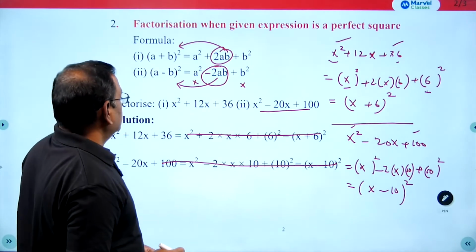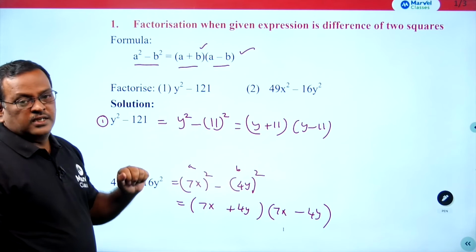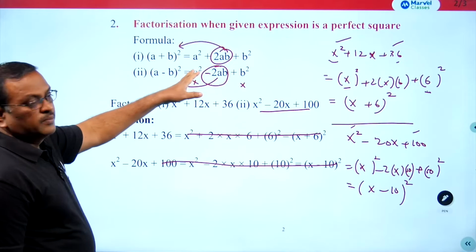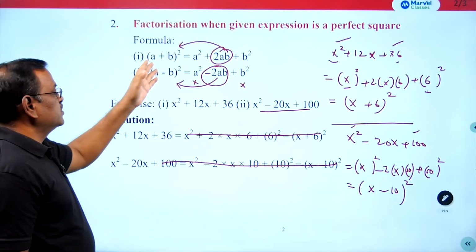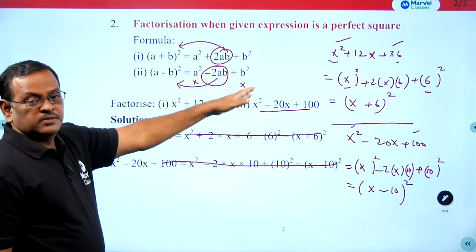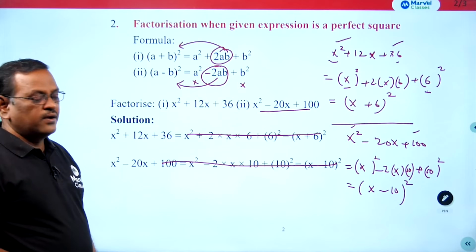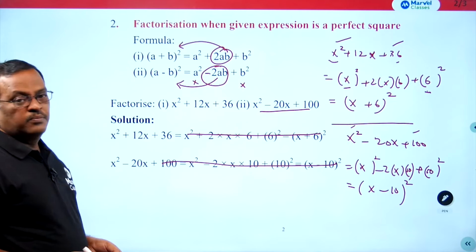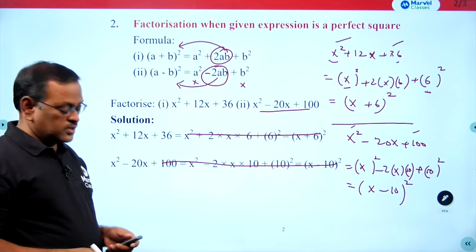So far we discussed 2 types. Type 1 is problems related with a square minus b square, and type 2 is problems related with the basic identities 1 and 2: a square plus 2ab plus b square is a plus b whole square, and a square minus 2ab plus b square equal to a minus b whole square. So in our digital course we have tough sums using both the identities, but this is level 1 problems, and we are discussing only the basic questions.